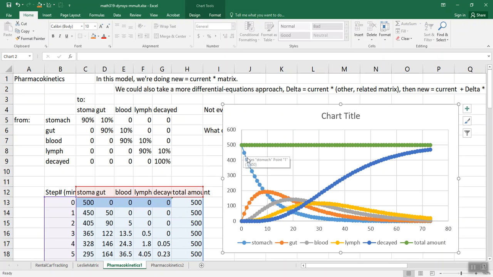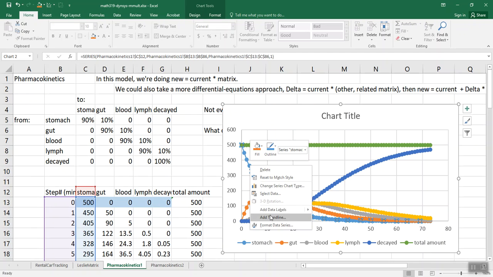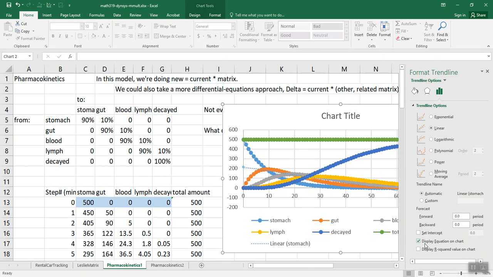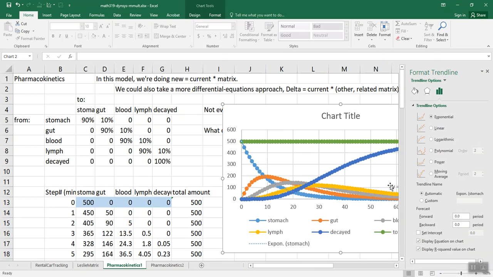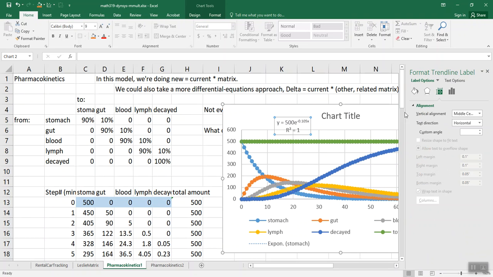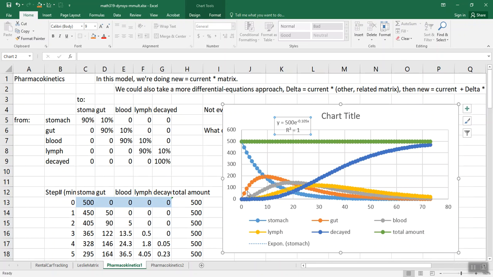The amount in the stomach falls off, and you might guess that that's exponential, and in fact it is exactly exponential. R squared equals 1, so that's handy. Then how about this curve for the gut? That increases to begin with and then decreases. And for the blood, it increases to begin with, but slower, and then decreases.